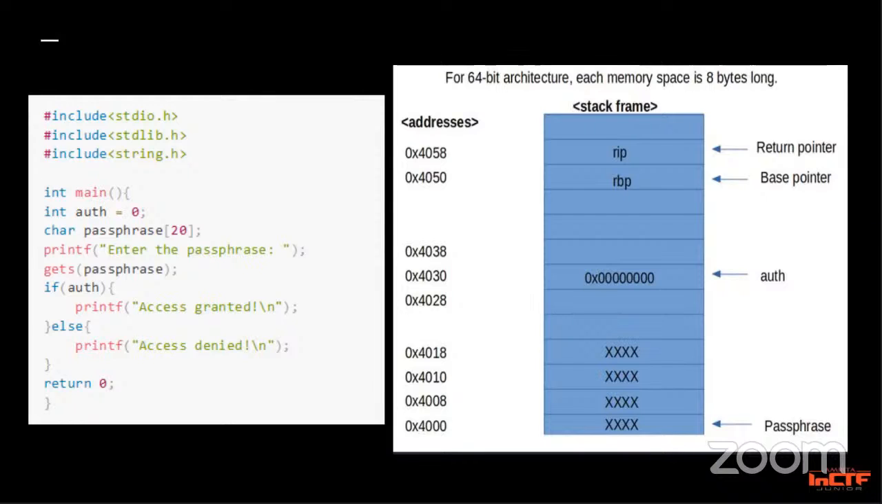Till 0x4018 we have the memory for the passphrase. But what if we give 40 bytes? It will obviously write into the memory which is above it, and it will reach the memory where auth is pointing, 0x00, and it will overwrite that. Simply, auth won't be 0 anymore once it gets overwritten. Since it's not 0 anymore, the if condition will become true, and the program will print access granted.